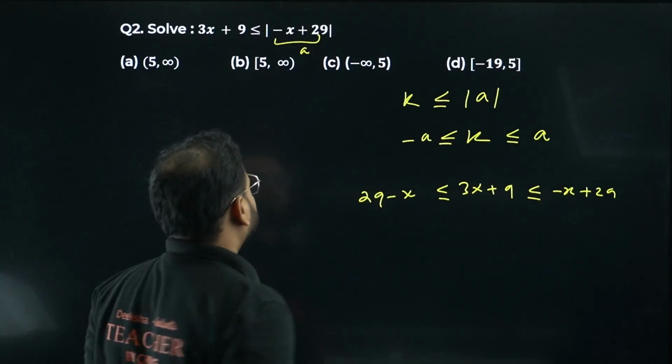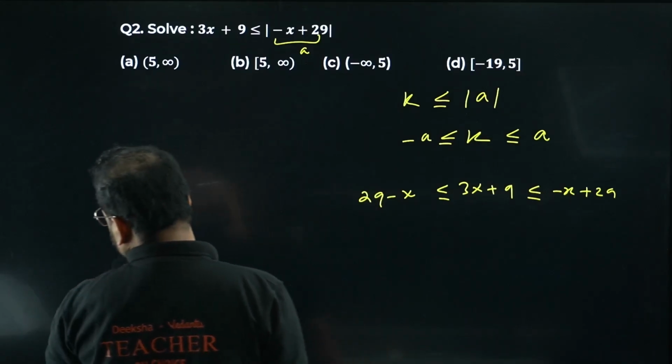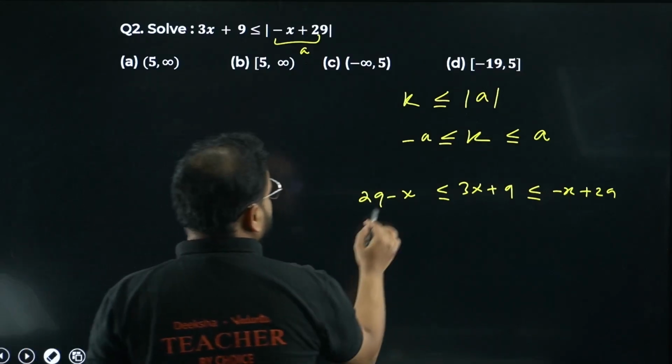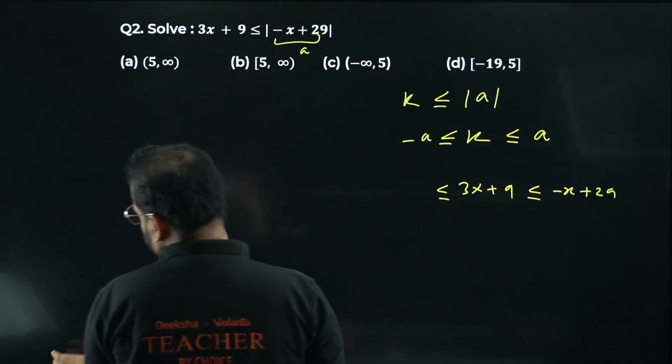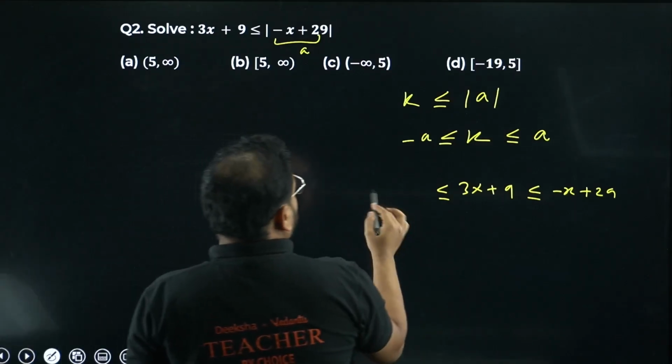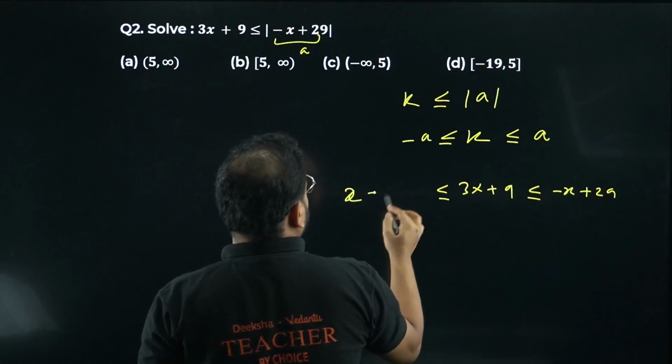Sorry, excuse me, I wrote the same thing, x minus 29, right? It's the same thing actually written over here. I made a mistake, so x will be positive and 29 will be negative.